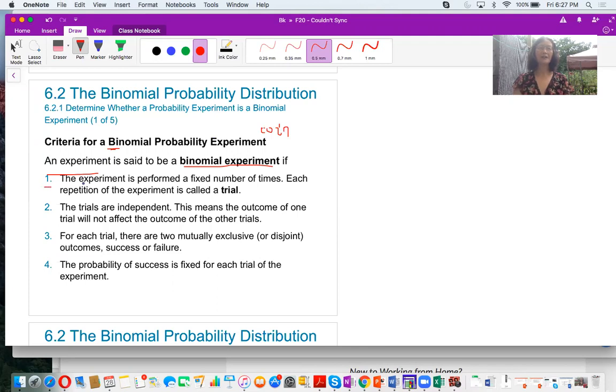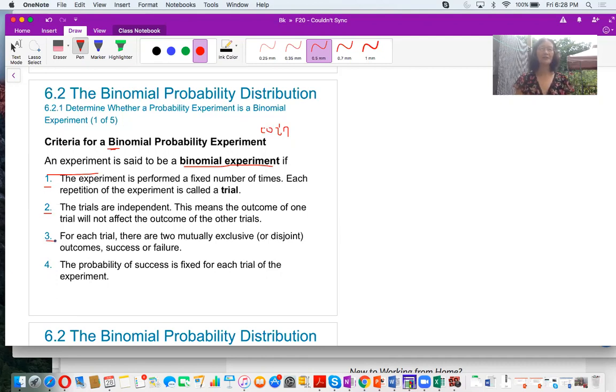One, the experiment is performed a fixed number of times. Each repetition of the experiment is called a trial. Two, the trials are independent. For example, if you flip a coin, the tail and the head are independent. This means the outcome of one trial will not affect the outcome of another trial.